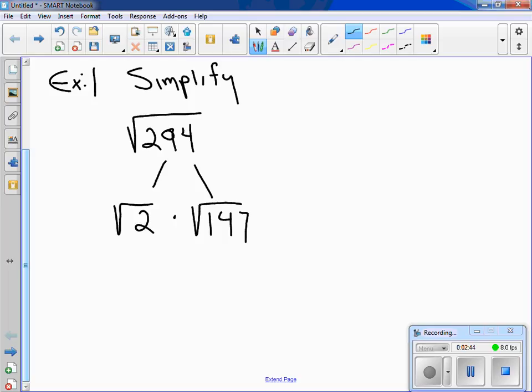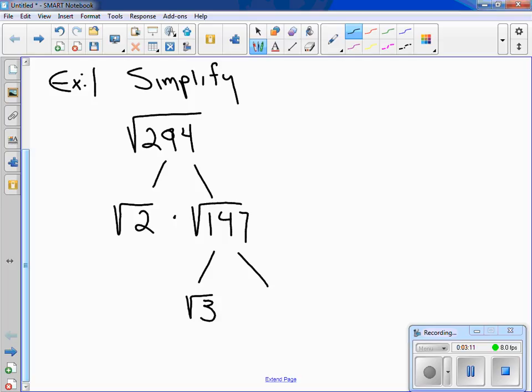From there, obviously, I can't break down 2. It's just 1 and 2. There's nothing there. It's a prime. It's a very small number. 147 can be broken down, obviously. And again, a factor doesn't pop out to me automatically. I know it's not even, so I'm not going to try 2. It doesn't end in 5 or 0, so I'm not going to try 5. What I will do, though, is try 3, just to see if it works.